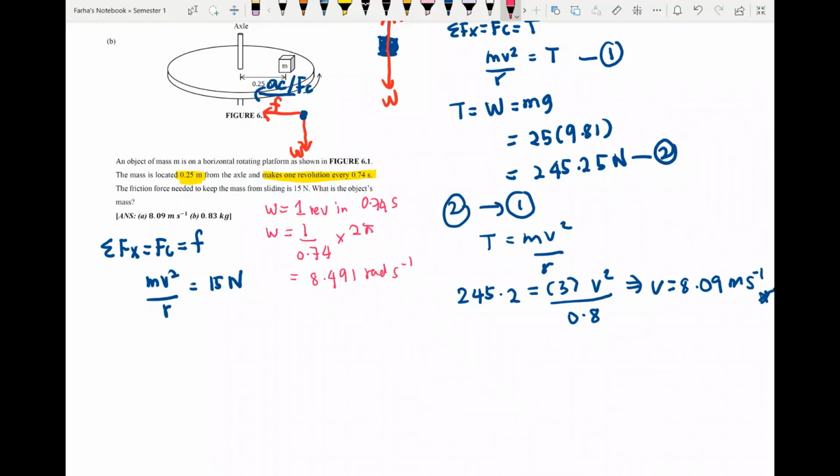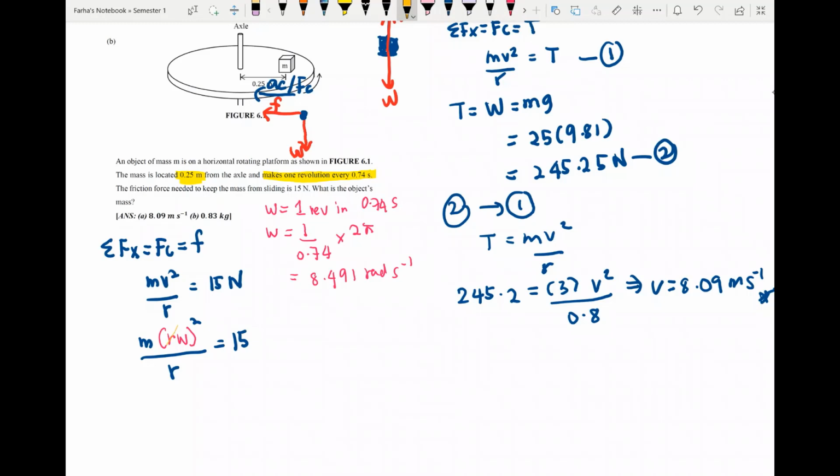Okay, kita dah dapat omega, tapi persamaan asal kita adalah mv square over r. Okay, jadi kita gantikanlah. Kita tahu V tu sama dengan R omega. Jadi M kita substitute R omega. Okay, jadi kita simplifikan dia. Okay, kita boleh cancel out lah. Mana yang boleh cancel out.